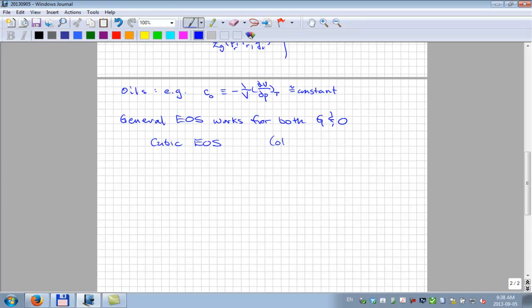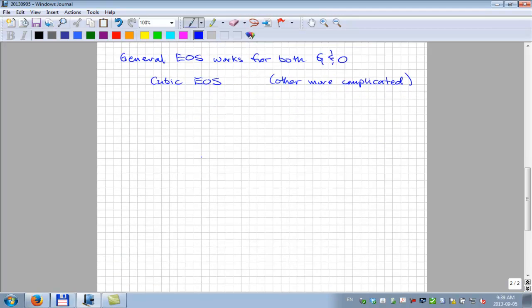There are other more complicated equations of state that do the same job, but they're not much used in the petroleum industry. Almost exclusively from reservoir, production, drilling, processing, pipeline transportation are using these same cubic equations of state. Okay? To do the work.